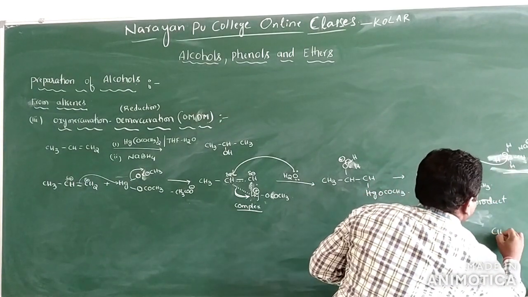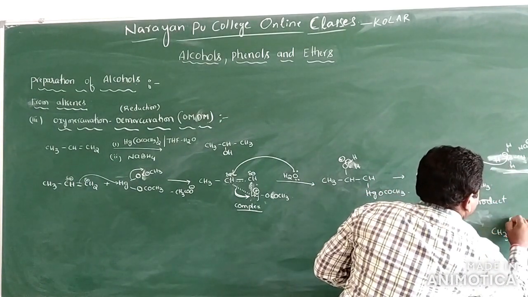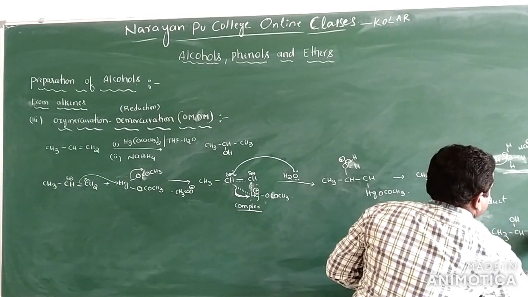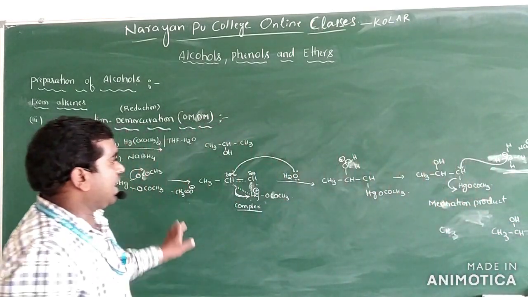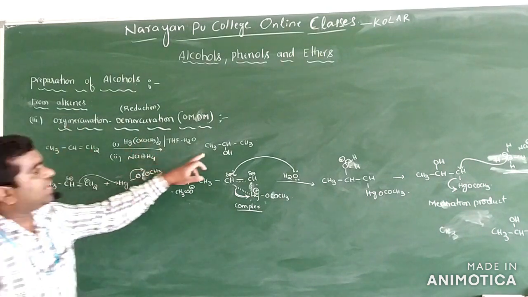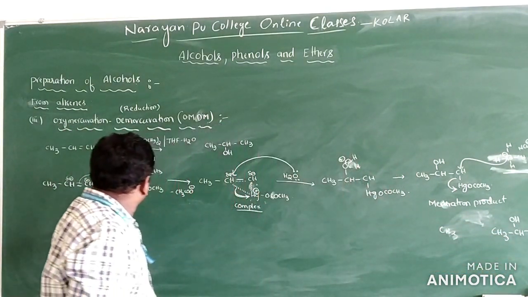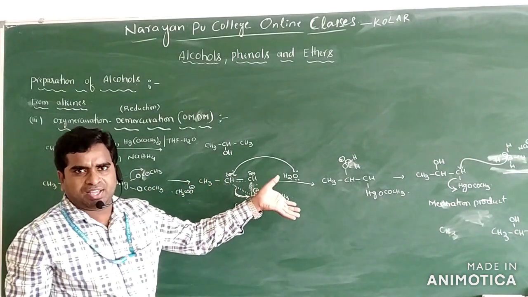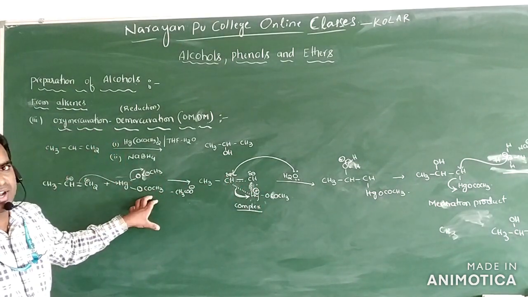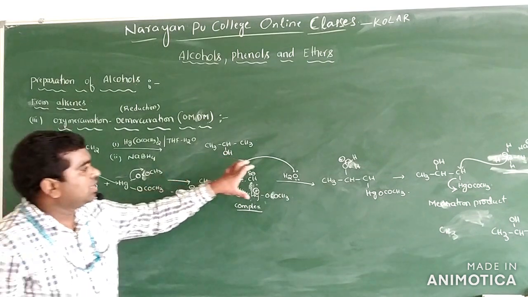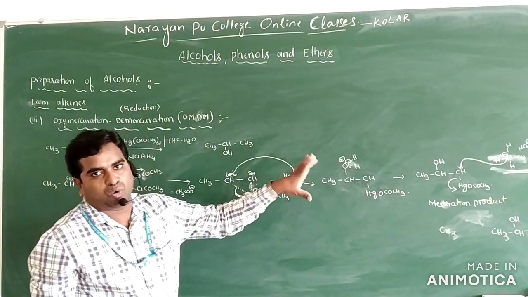The final compound is CH3-CHOH-CH3. What is this? An alcohol. Which alcohol are we getting here? A secondary alcohol. You see, the mechanism is very lengthy, so in competitive examinations we cannot write such lengthy products.